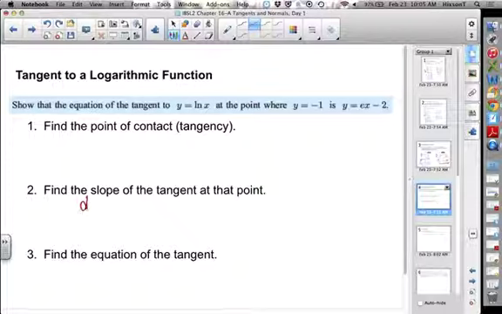If I'm finding the slope of the tangent at this point that we haven't found yet, first of all I need to find dy dx. What's the derivative of the natural log function? Yeah, it's 1 over x. The derivative of natural log is 1 over x. If it were, say, the natural log of x squared, remember, it's the derivative of the inside over the inside.